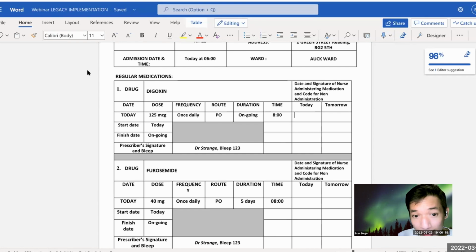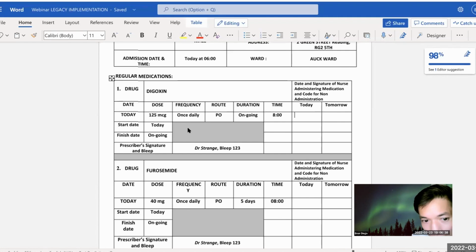Are we documenting at this point? We will document everything at the end. Do we need to dispense the medication each time we're reading it? No. Dispensing of the medication will be done at the end, similar with your documentation. Everything will be done at the end. Okay? So that is your digoxin.